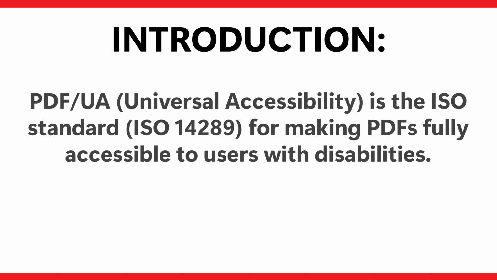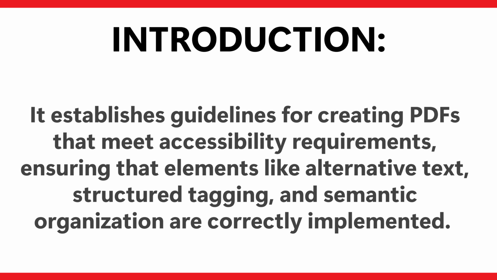PDF/UA, or PDF Universal Accessibility, is the ISO standard for making PDFs fully accessible to users with disabilities. It establishes guidelines for creating PDFs that meet accessibility requirements, ensuring that elements like alternative text, structured tagging, and semantic organization are correctly implemented.